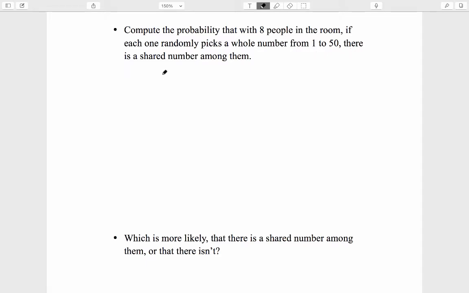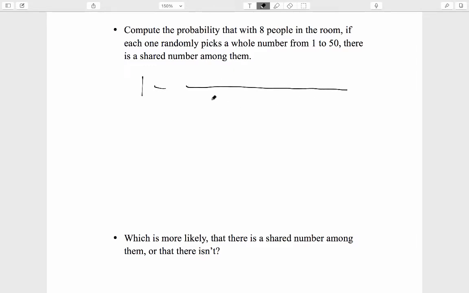The other thing to notice is that we are asked for the probability that there is a shared number among them. Not that the numbers are distinct, but that the numbers are not all distinct from one another. So we must find 1 minus the probability that the numbers are all distinct from one another.